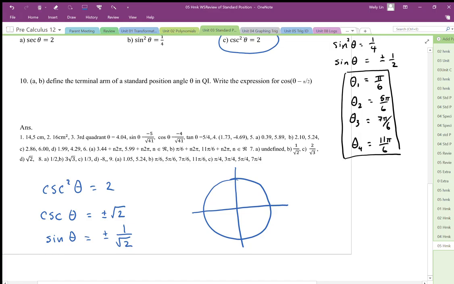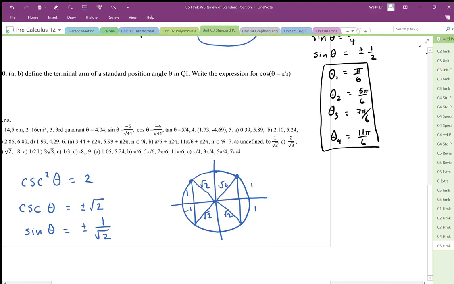1 over root 2 represents the 45-degree angle, and the sign we're going to have positive 1 over root 2 in quadrant 1. We're also going to have it in quadrant 2, but because it's also the negative 1 over root 2, we get it in quadrant 3 and also quadrant 4. Now these are different triangles than what we had with the other one, because our ratio before was 1/2. This is 1 over root 2, which is a different triangle.